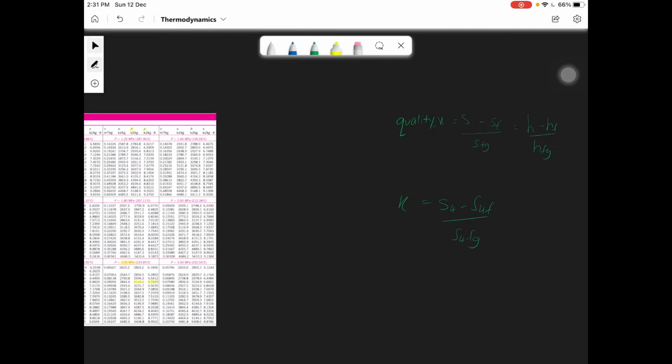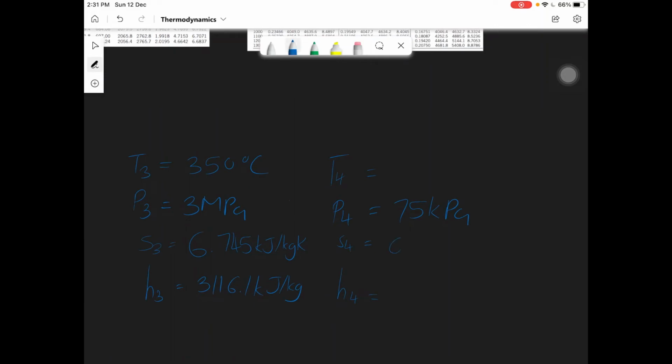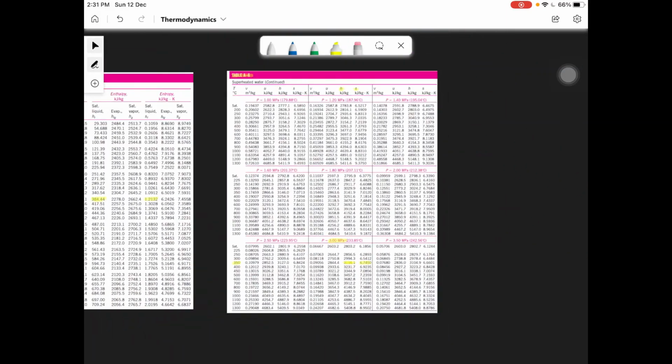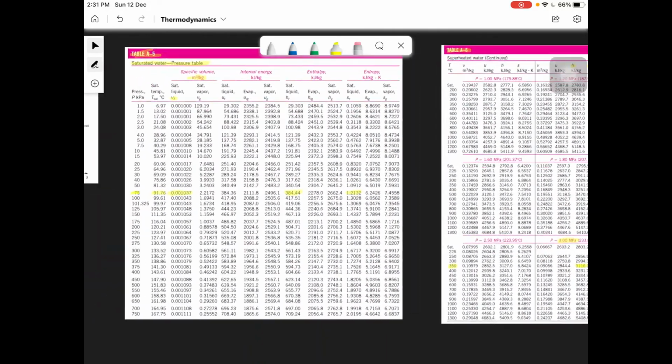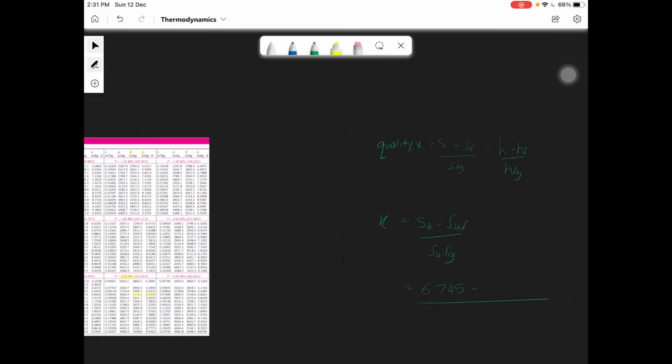Okay, we can determine S4 from our values that we have gotten here, given that S3 equals S4, so S4 is 6.745 kilojoule per kilogram Kelvin. 6.745 minus S4F. Here, under table A5, we can go for S4F and SFG here: 1.2132 and 6.2426.